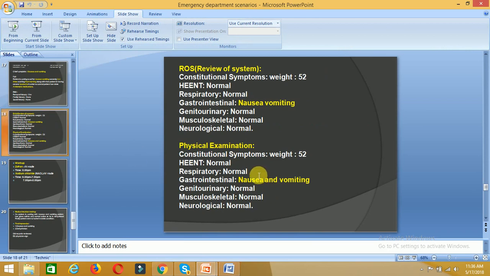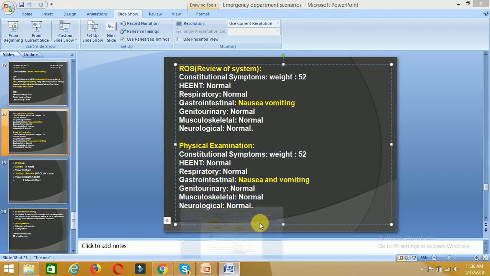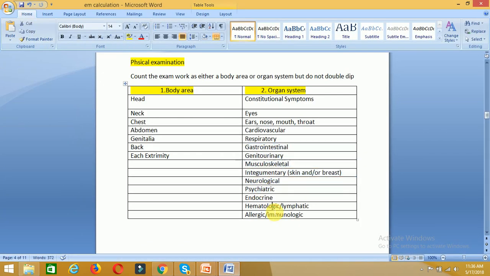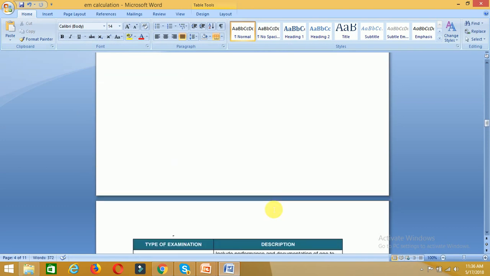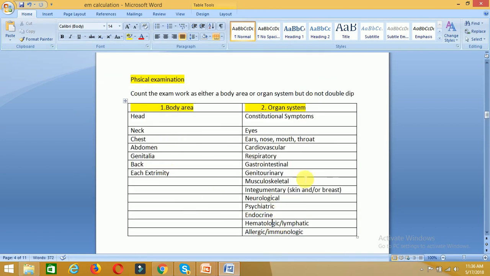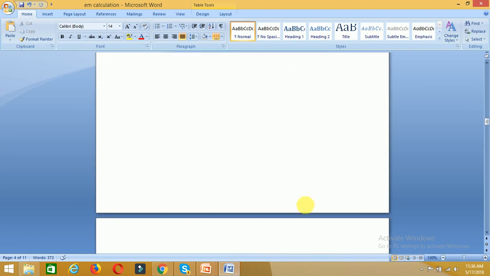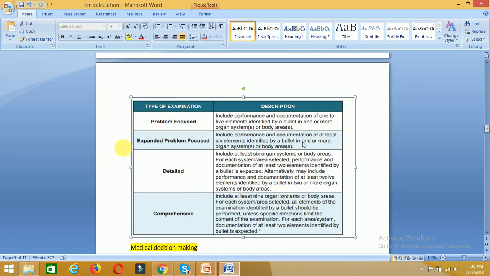So what is my physical examination in this chart? How many systems has the physician reviewed? 1, 2, 3, 4, 5, 6, 7 systems are reviewed. So we will go to the E/M table. 7 systems are reviewed, so what is my physical examination? This is the physical examination part. According to this, we will see what type of examination I will get.